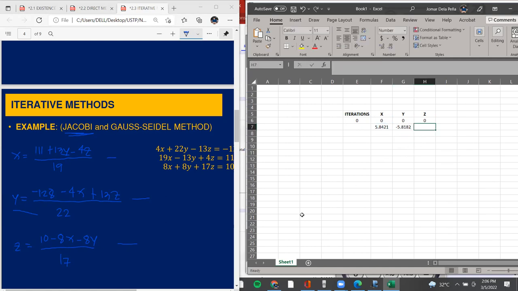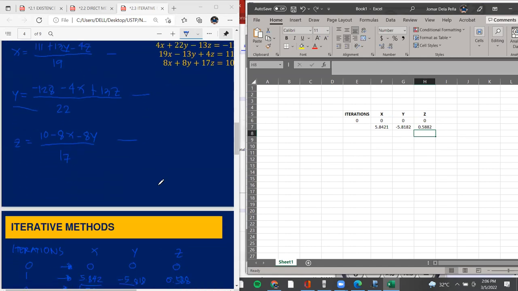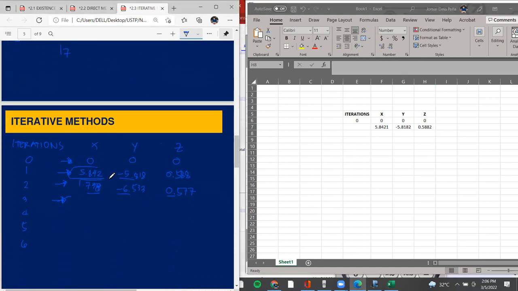Next we have z equal, open parenthesis, 10 minus 8 times x minus 8 times y, divide by 17. So check if the solution is correct. We have the first iteration, and for the second iteration you just drag. Same formula. Drag it. So we have 1.7374, 0.533, or 5328.77.